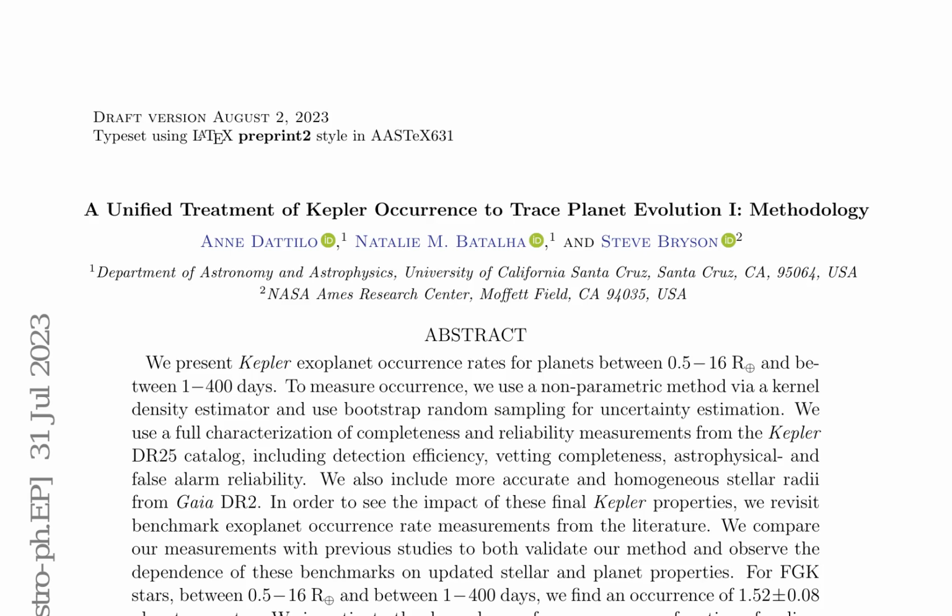Although completeness degradation affects smaller radii more strongly, its impact is less significant in this regime, allowing for a more accurate measurement of the slope of the occurrence cliff.